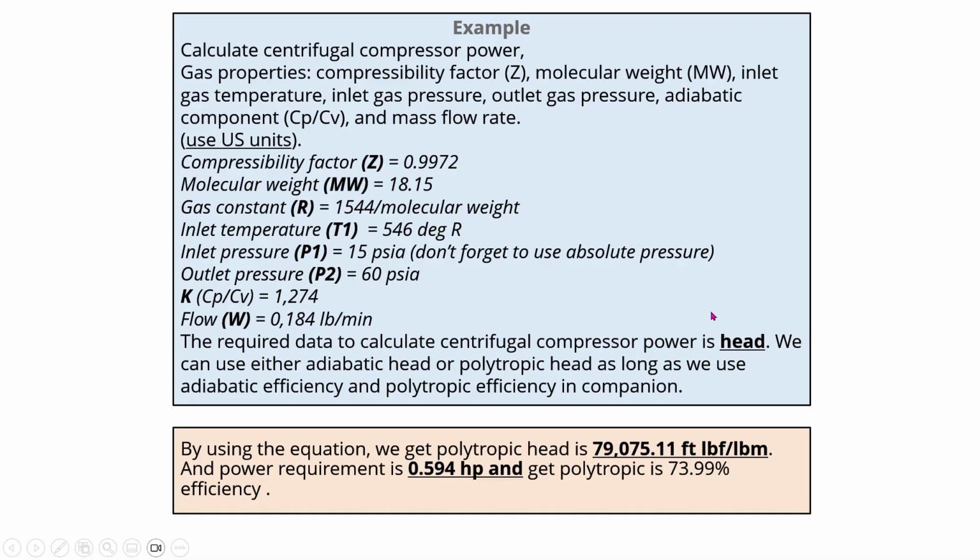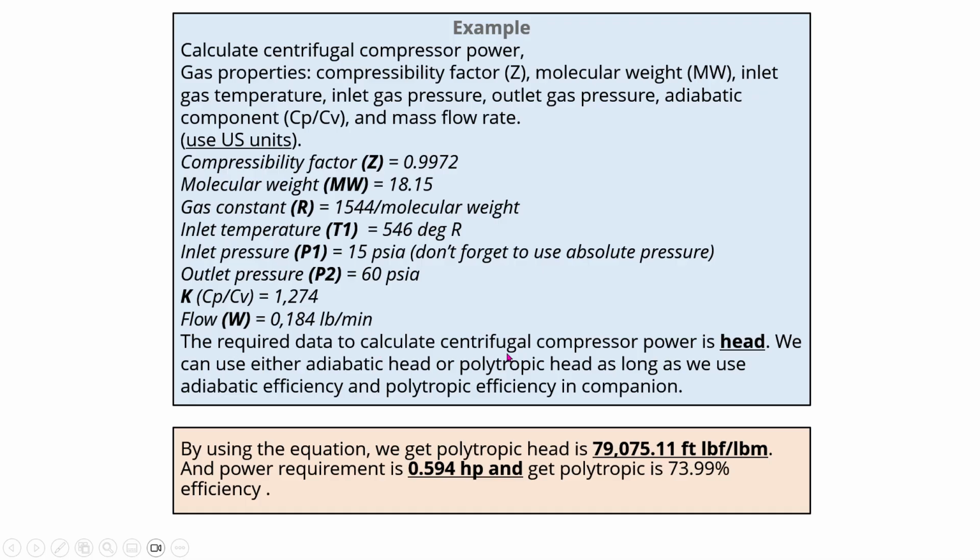So we are giving you an example: calculate the centrifugal compressor power. The properties are the compressibility factor Z, molecular weight MW, inlet gas temperature, inlet gas pressure, outlet gas pressure, specific heat ratio k (Cp by Cv), mass flow rate, etc. Everything is given in US units. The compressibility factor is given as 0.9972, molecular weight is 18.15, the gas constant is given, T1 temperature, P1 pressure, P2 outlet pressure, and k specific heat ratio are given, and the flow is given in pounds per minute.